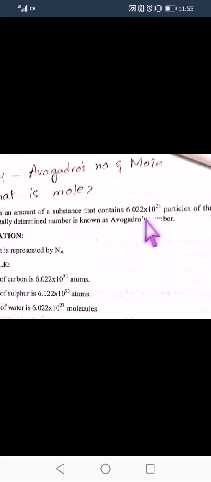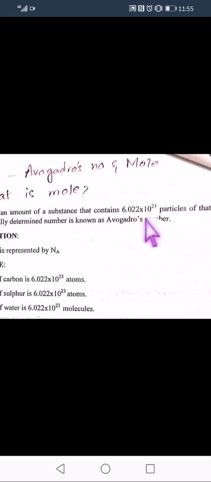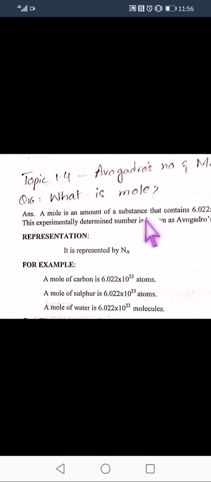It means the number of particles is fixed or constant, and that is Avogadro's number, whose value is 6.022 × 10^23. This experimentally determined number is also known as Avogadro's number. It is represented by capital N with a subscript small a.